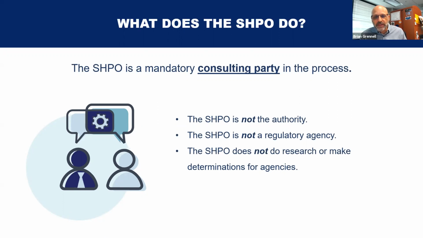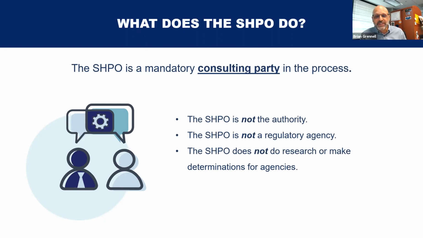If there is an adverse effect, the SHPO will continue to consult with the agency to resolve any of the adverse effects through avoidance, minimization, or mitigation. It's important to note that the SHPO is not a regulatory authority. We don't clear projects. We don't dictate outcomes. We can't tell you what you have to do with your project or what you can or can't do. All we can do is comment on, if you do it, this is how it might impact historic resources.